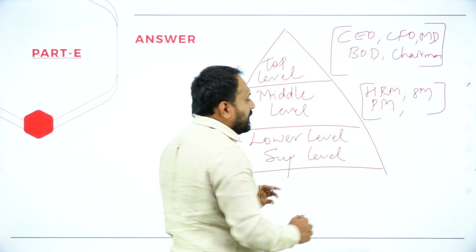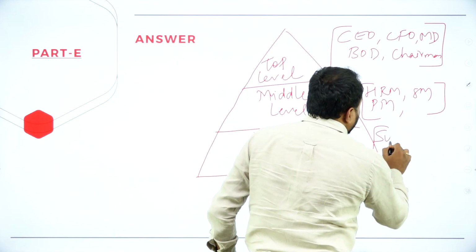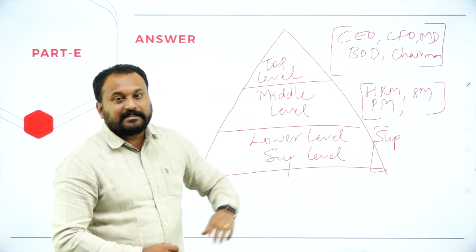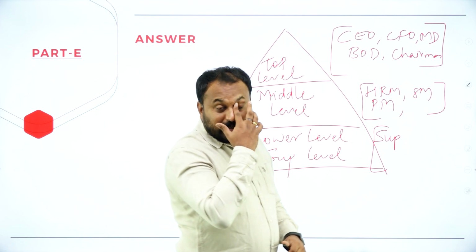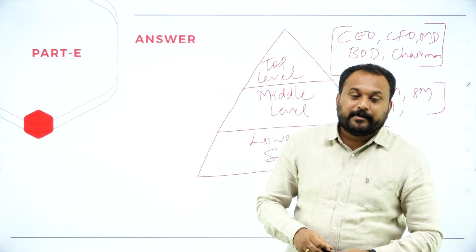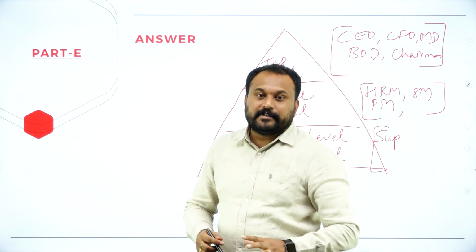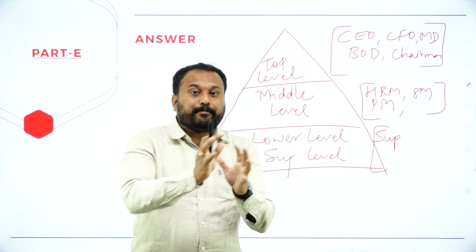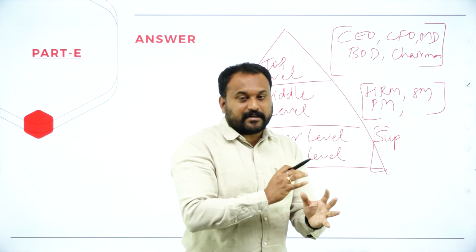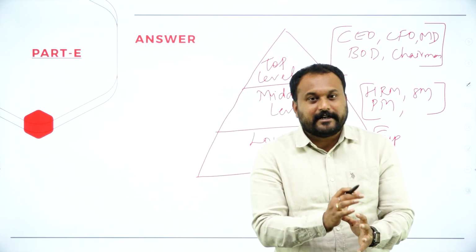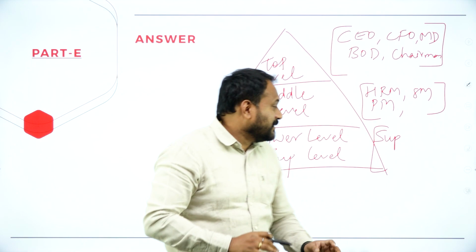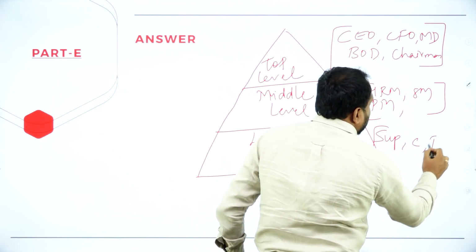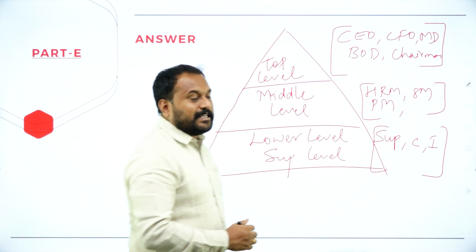There is a separate class here: supervisor, clerk, inspector. When I say inspector, I have also seen in many of the papers, inspector, constable written. See, here inspector means a person who inspects the product, the quality check. That person is called inspector. It is not the police department inspector. So don't get confused. Supervisor, clerk, inspector, foreman. So these are the examples.